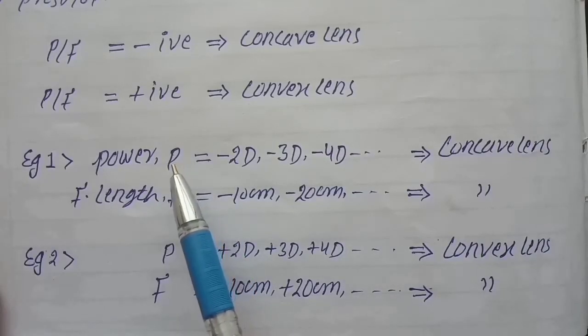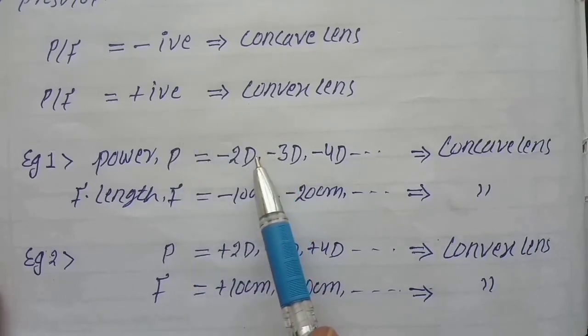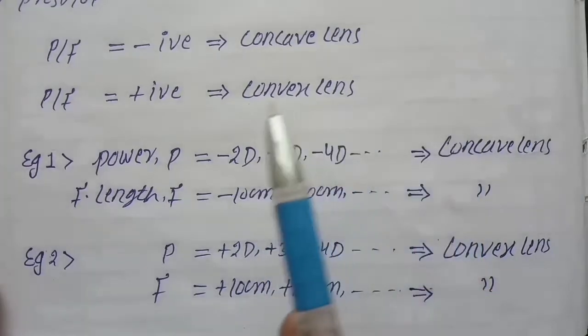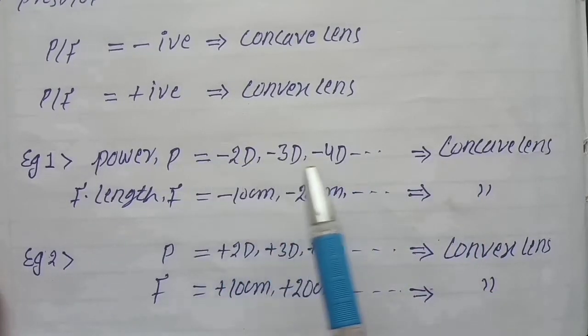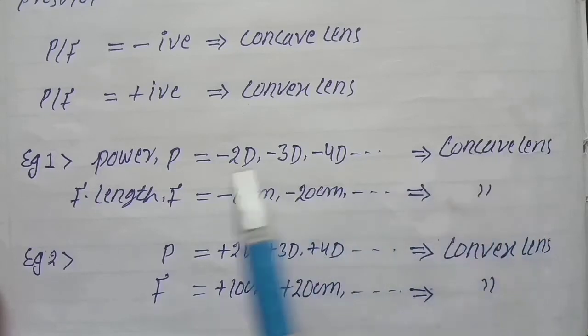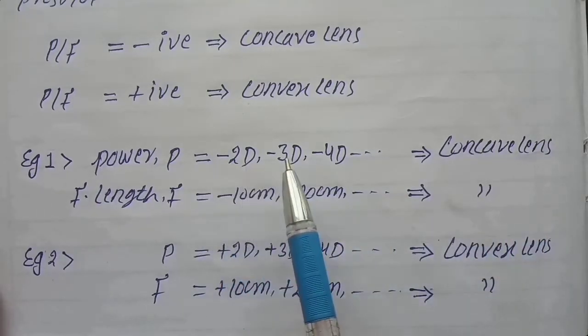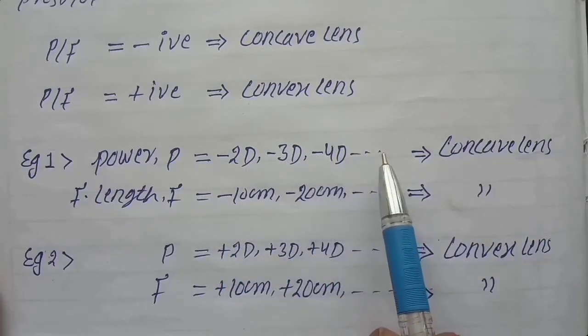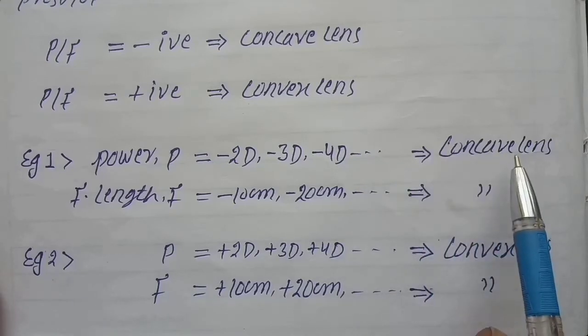this is the power. The SI unit of power is diopter and denoted by capital letter D. So any negative value of power will indicate a concave lens. For example, P equal to minus 2D, minus 3D, minus 4D and so on. It will indicate a concave lens.